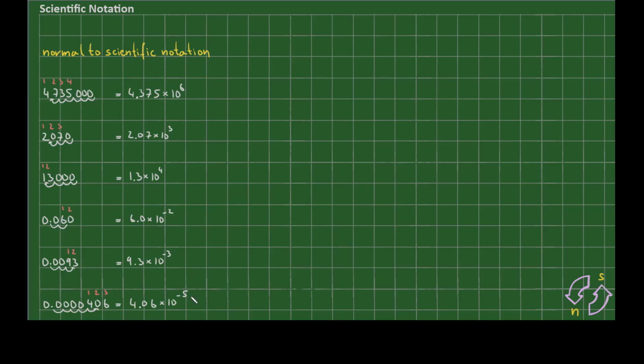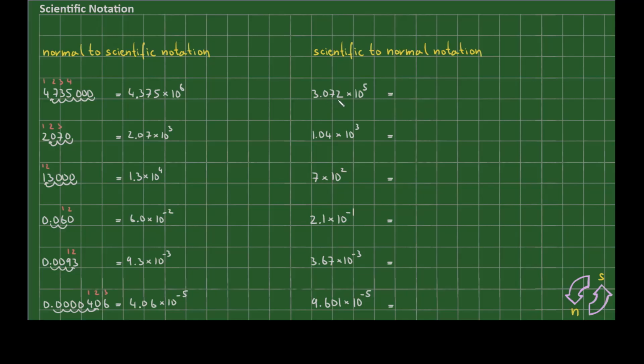Let's go the other way around. Let's go from scientific to normal notation. The starting value is 3.072 multiplied by 10 to the power of 5. The first step is to write out all of the significant figures that are in the coefficient. So we will have 3072. The magnitude of 10 to the power of 5 is the same as 100,000. So it is telling me that this 3 is in the 100,000 position.